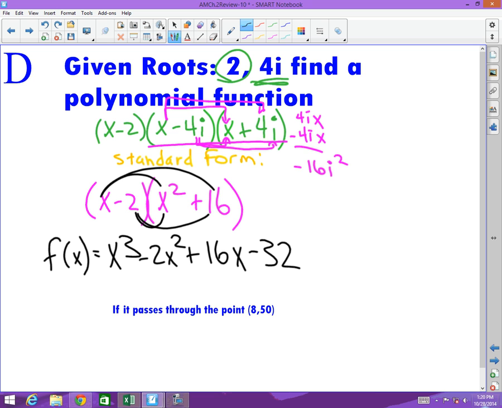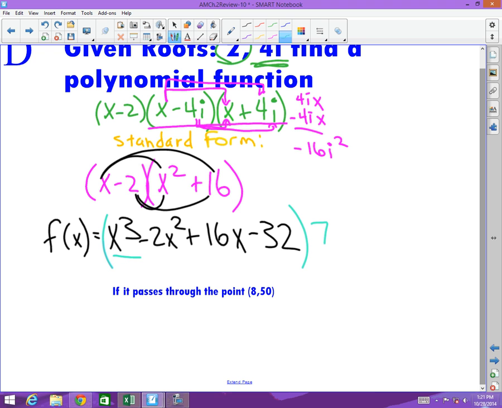Now there are infinite polynomial functions that would have those as roots because you could just take this whole thing and multiply it by, say, 7, and that would still get you those roots. But you don't have to do that part. You just have to come up with one, and that's the easiest one to come up with right there. Or like I said, if it doesn't say anything, you can just write that right there.